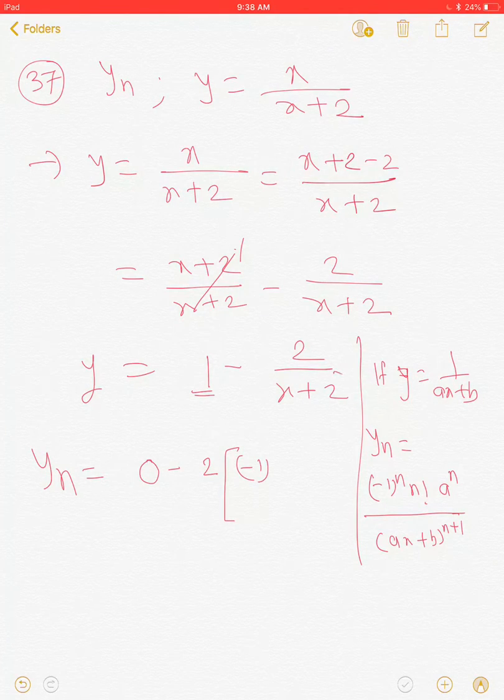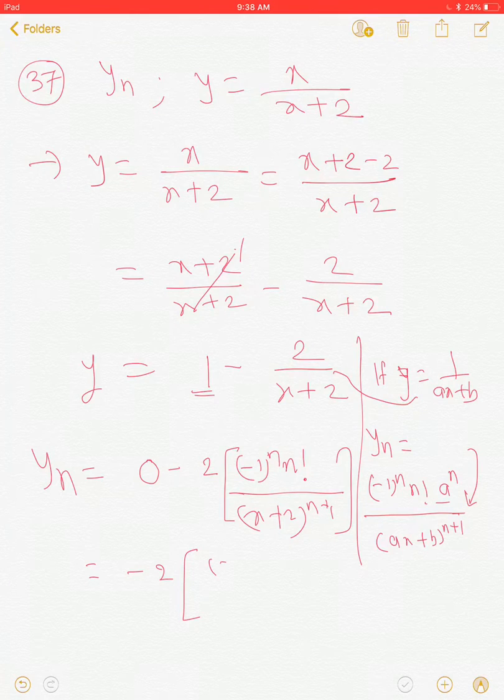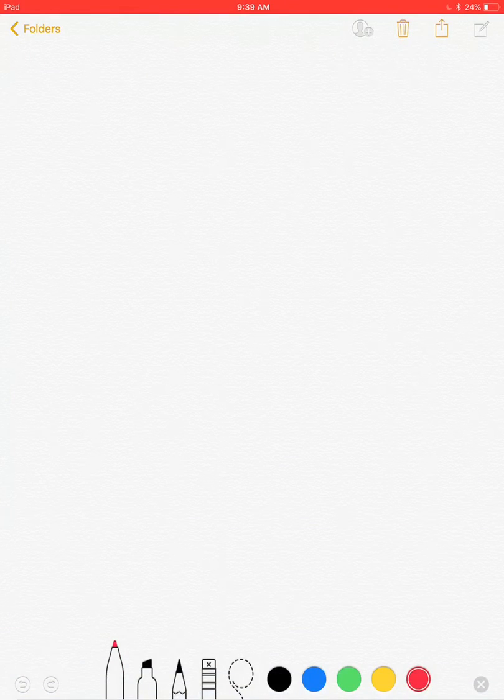So just comparing this with the formula for the nth derivative, this becomes minus 1 raised to the n, n factorial. The value of a is 1, so 1 raised to the n is 1. So in the denominator, this is x plus 2 raised to the n plus 1. So this is nothing but minus 2 into minus 1 raised to the n into n factorial upon x plus 2 raised to the n plus 1. So this is the nth derivative of y is equal to x upon x plus 2. So next question, that is question number 38.